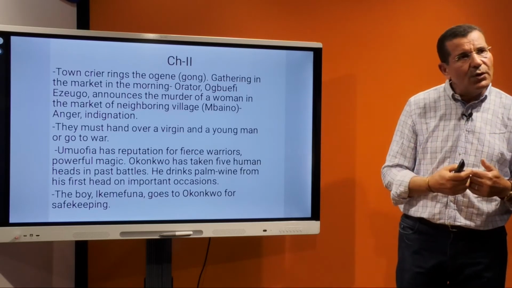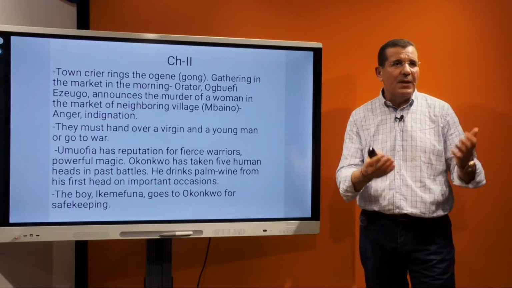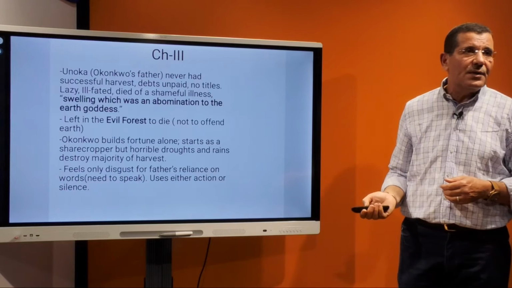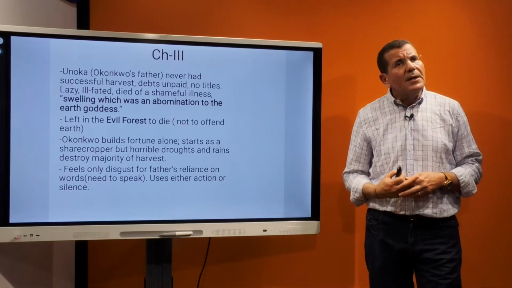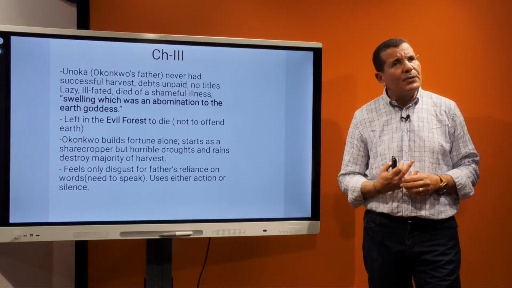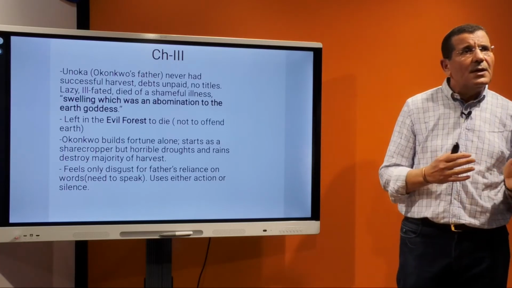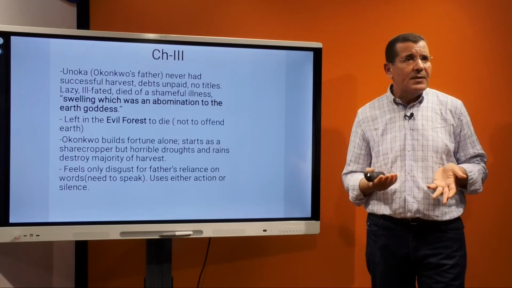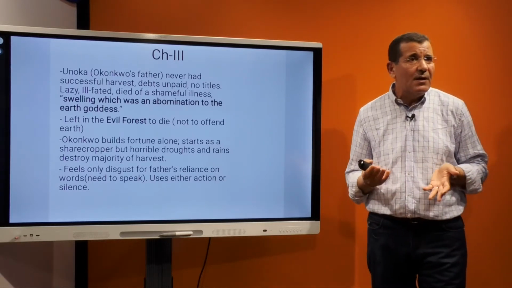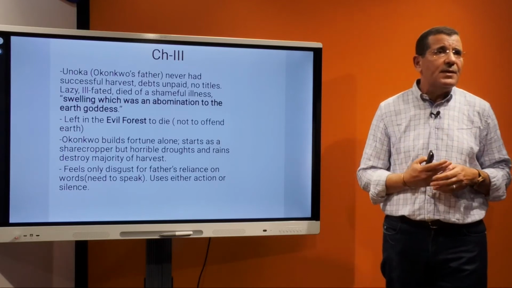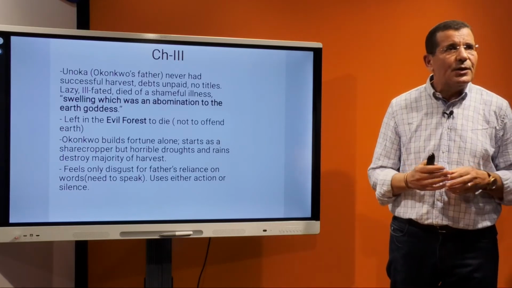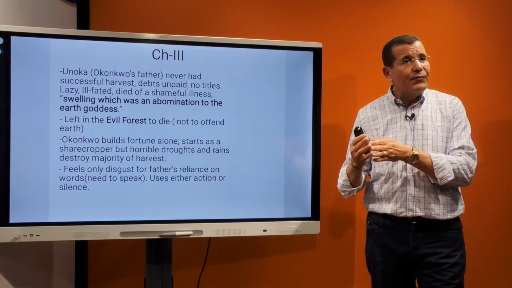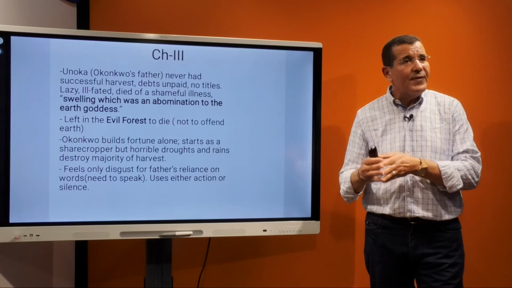And here the boy, Ikemefuna, goes to Okonkwo for safekeeping. So they bring Ikemefuna, and he is going to live with Okonkwo as a son. In the third chapter, Unoka, Okonkwo's father, never had a successful harvest, and never paid his title debts, and he died of a shameful illness. Since he died like that, with swelling, which was an abomination to the earth goddess, he was left in the evil forest to die, so as not to offend the earth.